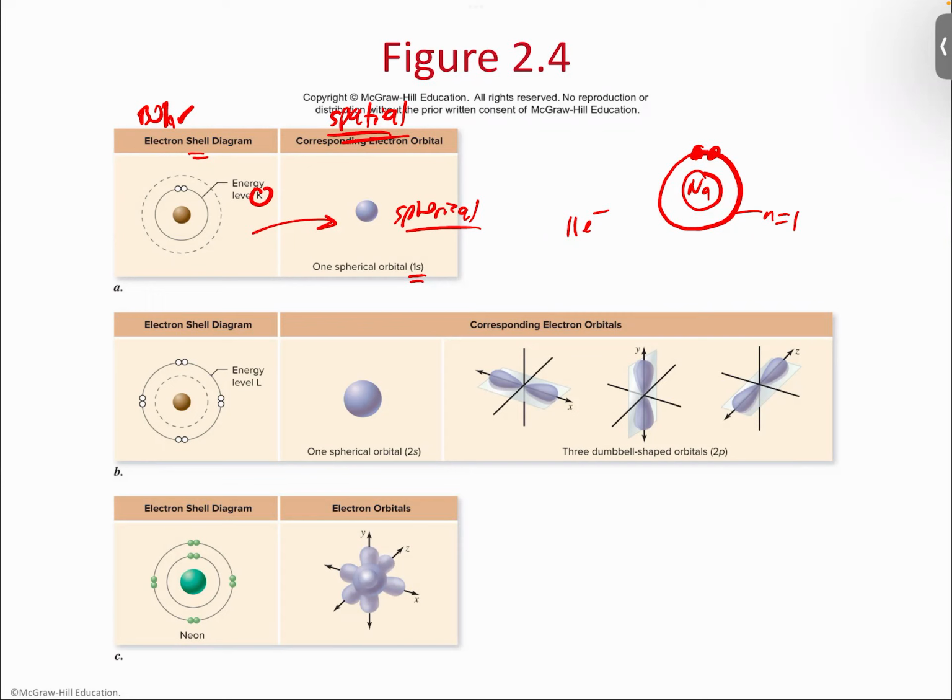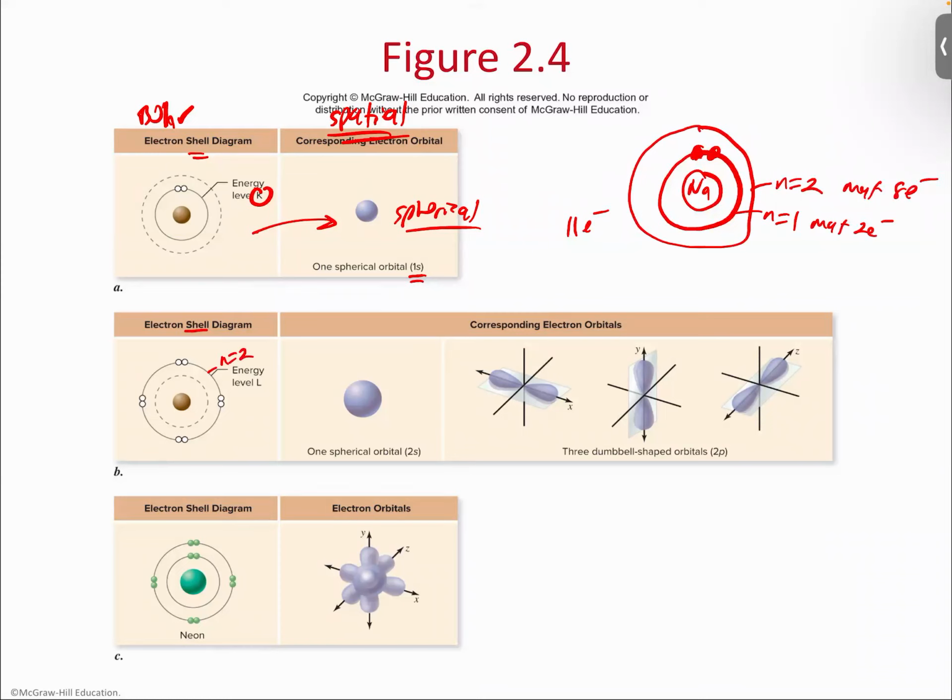You've got to open up another shell. So now you have to create another shell. This is going to be n equals 2. From here on out, so here your max is 2 electrons, your max is going to be 8 electrons per shell. And this is basically what it looks like in the second shell. So this is your n equals 2 shell. Let's take a look at this one.